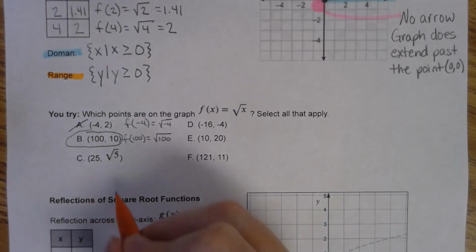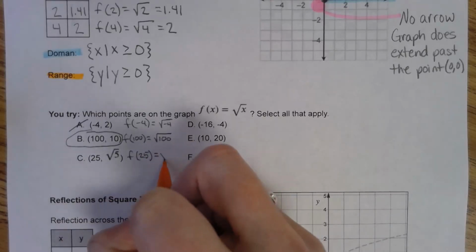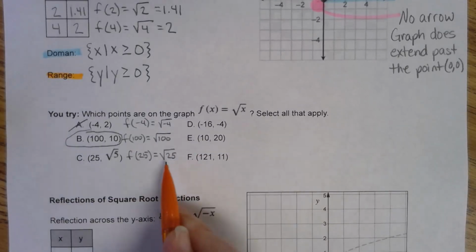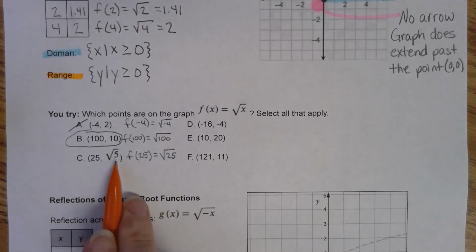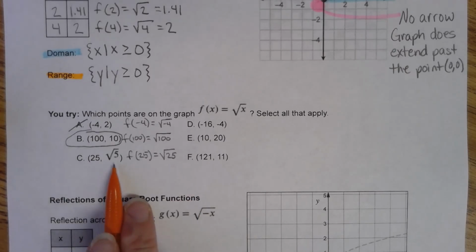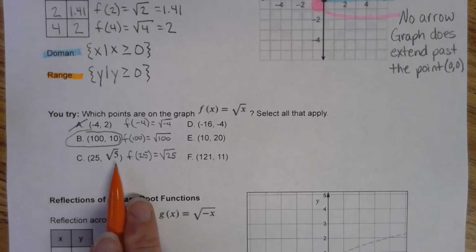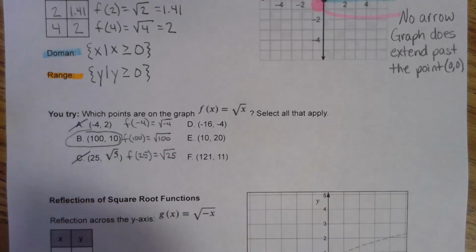Part C, f of 25. So if I plug in 25, the square root of 25 does equal 5, but it doesn't equal the square root of 5. If we had an input of 25, once you take the square root of that 25, it uses that symbol. So we no longer would keep it around the 5. Now if that said 25 and 5, we would have selected it. But because it's the square root of 5, we would not select that one here.